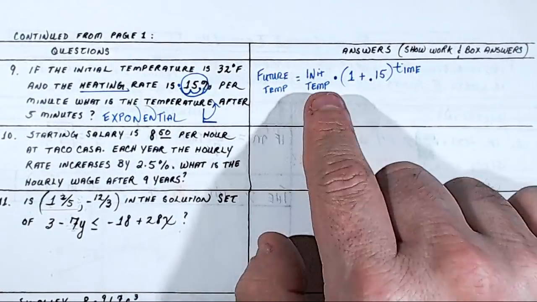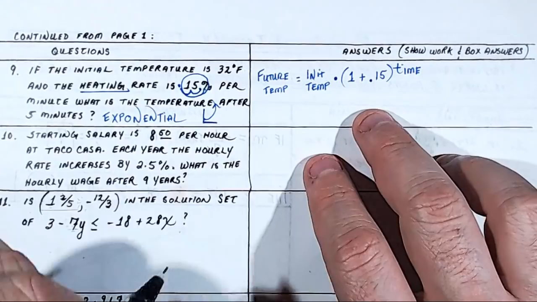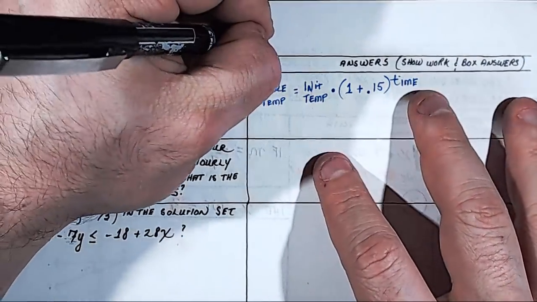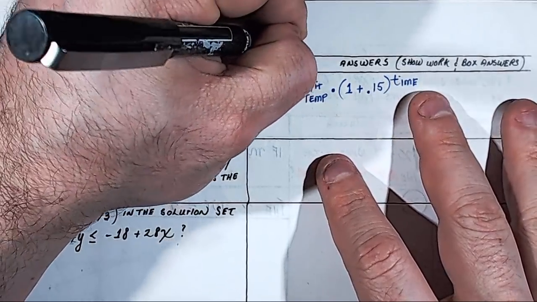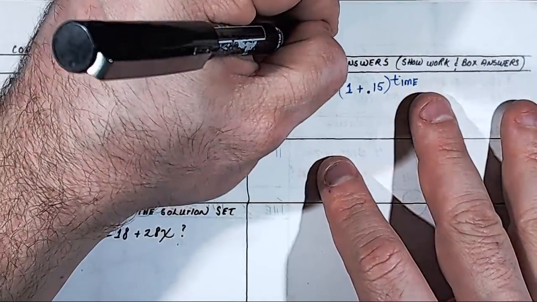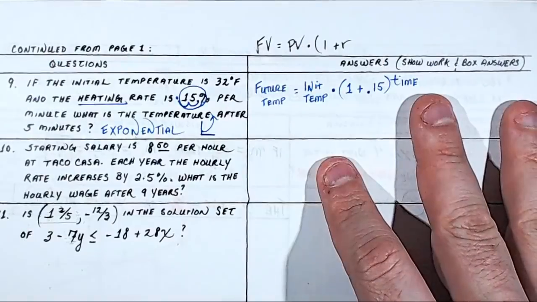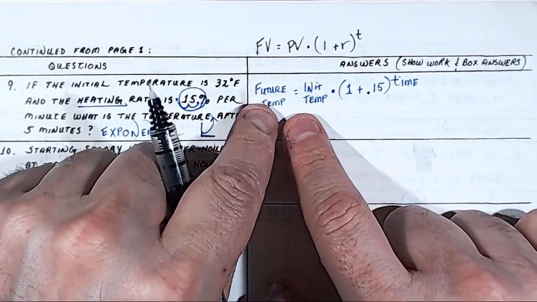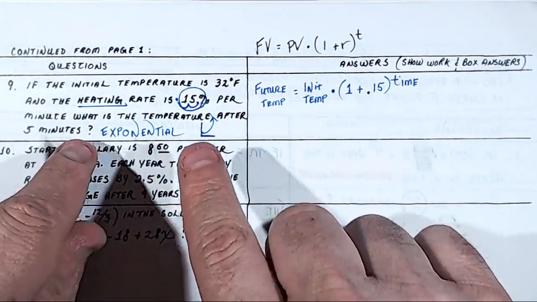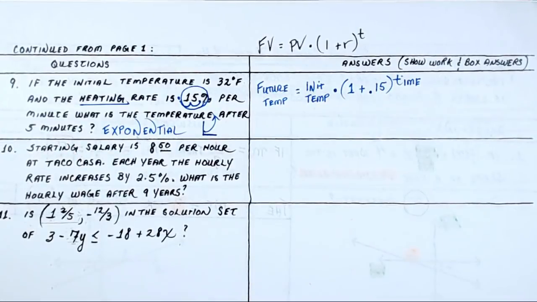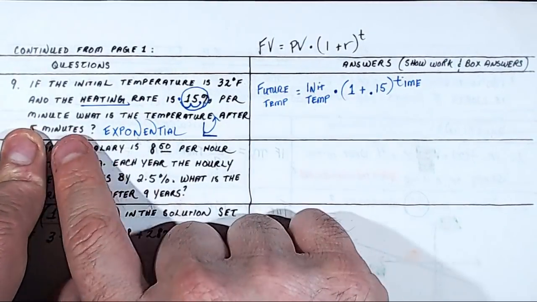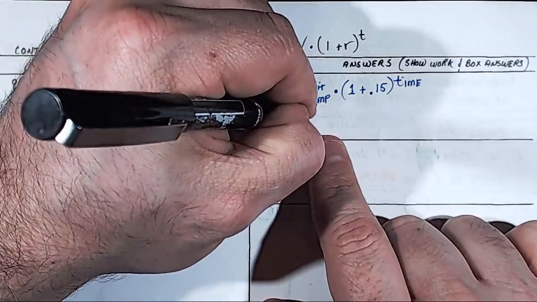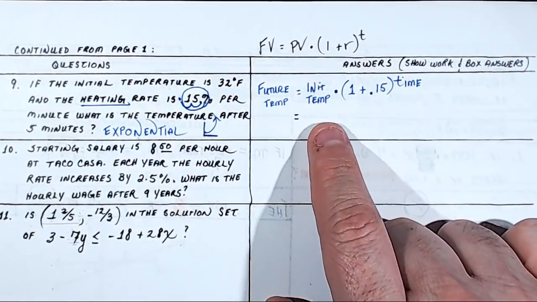All right, and that is just a more contextualized way of writing the future value equals present value times 1 plus r raised to the t. I've just substituted in temp to make it more aligned to this problem. Okay, so the initial temperature, we're going to fill this in now with real data. Put an equal sign and fill in what you got.